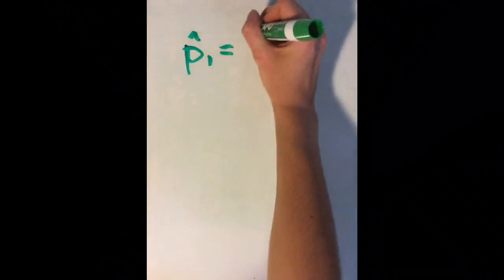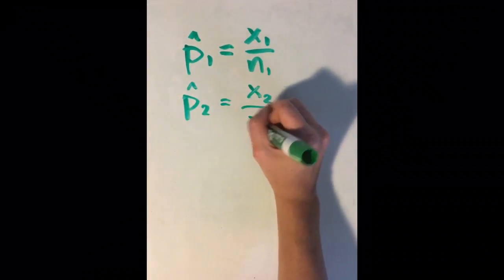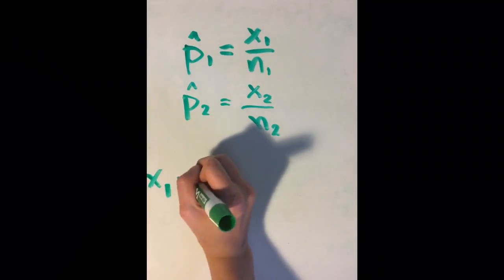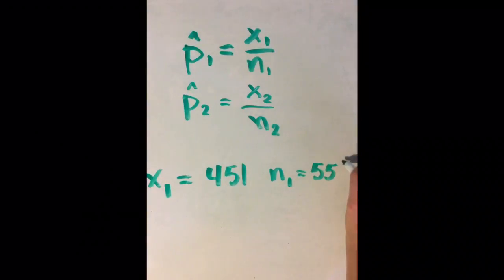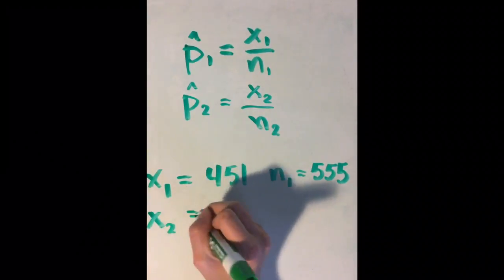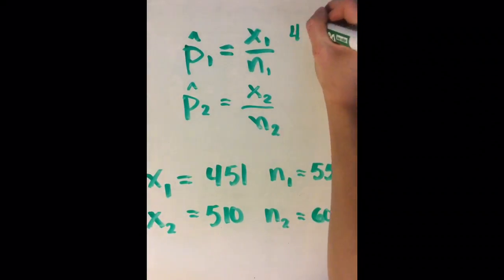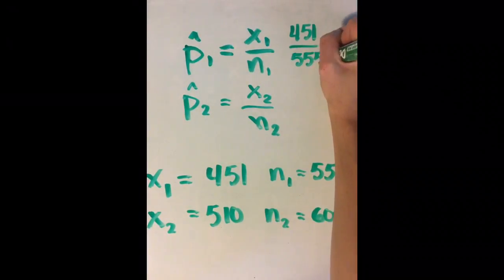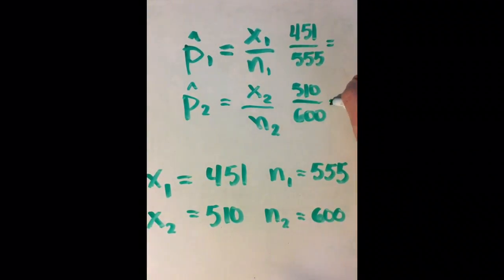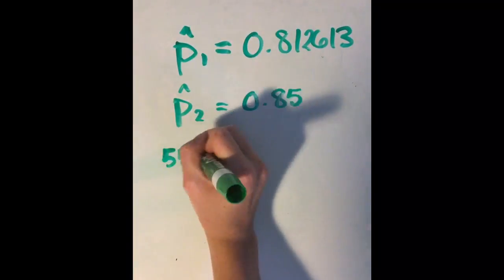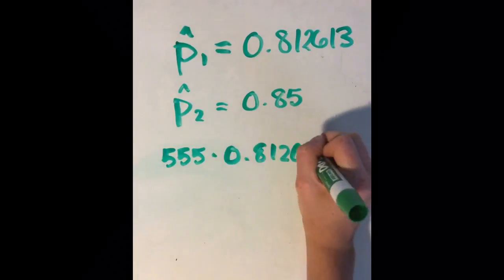To find the information to do this equation, we must find p hat 1 and p hat 2. From the information in the question, we found that x1 equals 451, n1 equals 555, x2 equals 510, and n2 equals 600. Plug the numbers into the equation for p hat 1 and for p hat 2. We find that p hat 1 equals 0.812613 and p hat 2 equals 0.85.